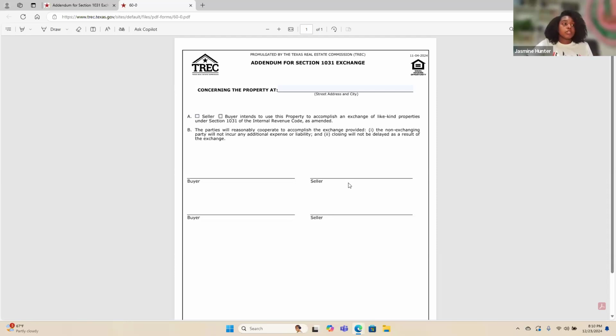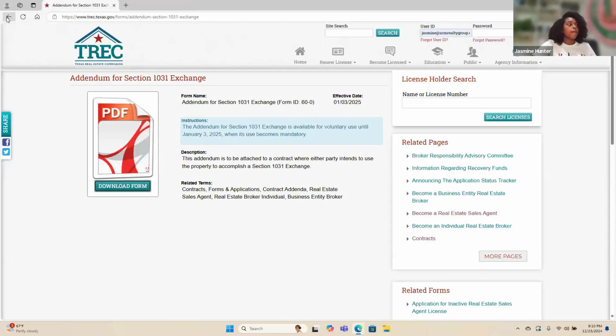Okay. So you want to make sure that when your client is using their 1031 exchange money to purchase a property, sell a property, whatever it may be, then that's what this is for. It's just a disclosure saying we're going to use some 1031 money.